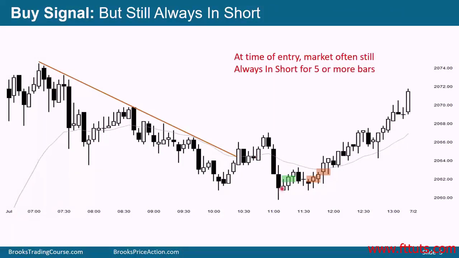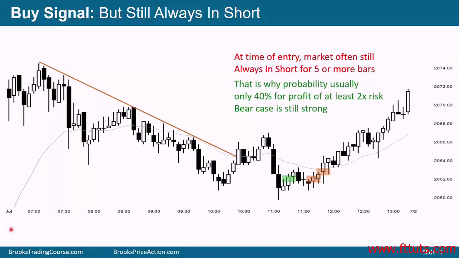When you buy the reversal, you're buying in a bear trend. The market usually is still always in short, and it often is always in short for 5 or more bars after the market begins to reverse. And that is why I say the probability is only about 40% that you're going to get a swing profit. The bears are still strong, and at this point, it's still slightly more likely the bear trend will continue than it is that the bull trend will reverse. And that's why I say the market's still always in short.